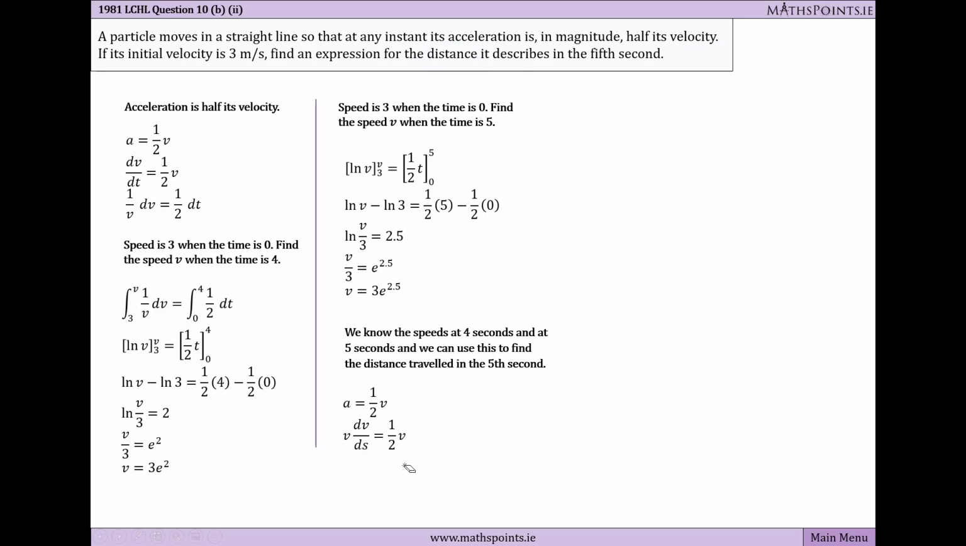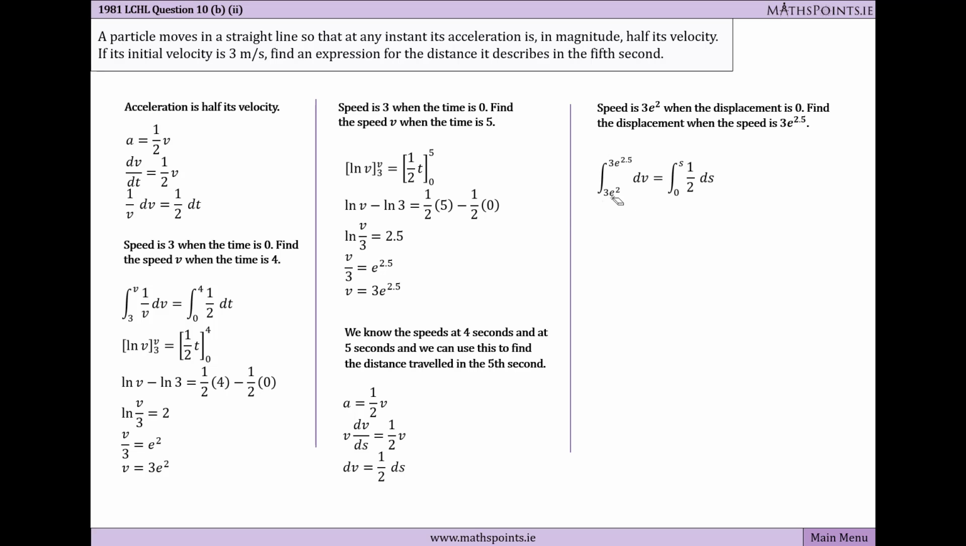So this time I'm going to divide both sides by v to give me dv is equal to a half ds. I'm going to integrate both sides. So I'm interested in how far the object traveled in the 5th second, which is the same as saying how far the object traveled in going from a speed of 3e to the power 2 to 3e to the power 2.5. So we're going to start measuring the distance when the time was 4 seconds, which was when the velocity was 3e squared. At that time, the displacement obviously is 0. And then we're interested in how far it traveled until t equals 5, when the velocity was 3e to the power 2.5. We're going to call that displacement s, and that's what we're trying to solve in the question.